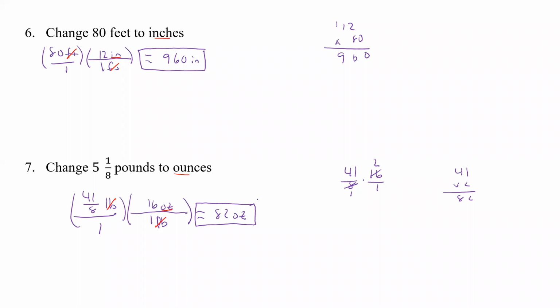Okay. Now again, when you're working with ounces, you don't want to think that's a 0 and say it's 820 Z's. It's 82 ounces. So you really have to be careful when we're working with all these units.